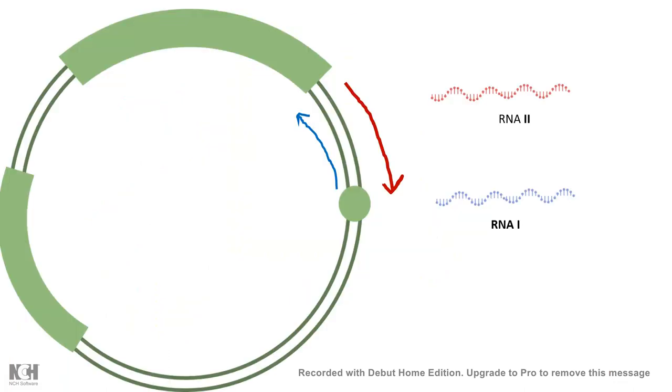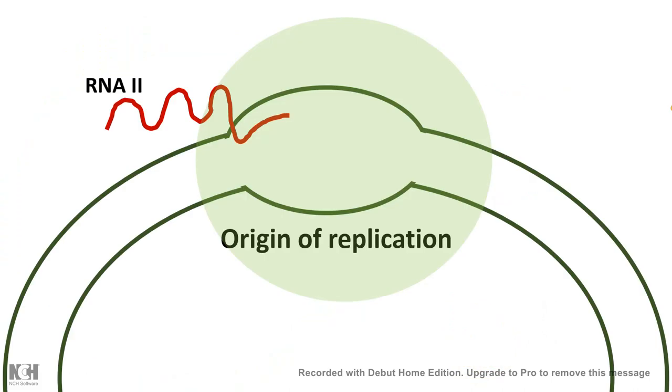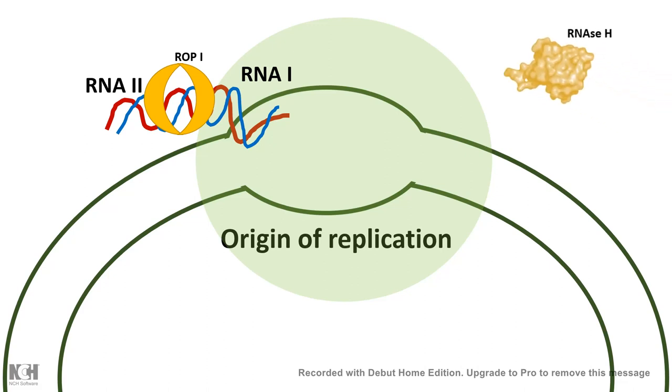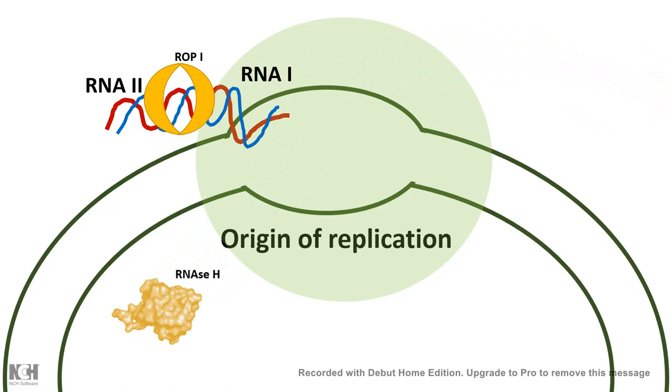Now, apart from these RNA1 and RNA2, there is another important protein which is encoded by a nearby region to the origin of replication, known as ROP1. And this ROP1 does an important thing. ROP1 generally binds to RNA2 and facilitates the binding of RNA1. And as a result, it prevents the replication from happening by preventing RNase H from binding, right? And not allowing it to form the primer for replication initiation.